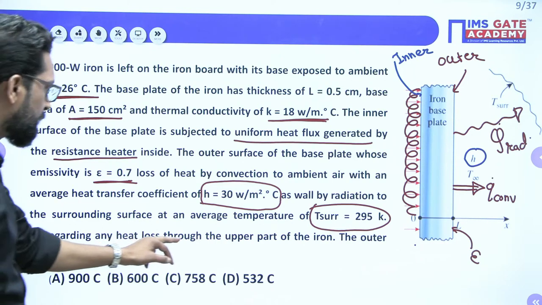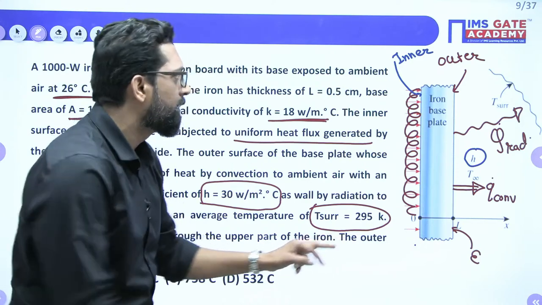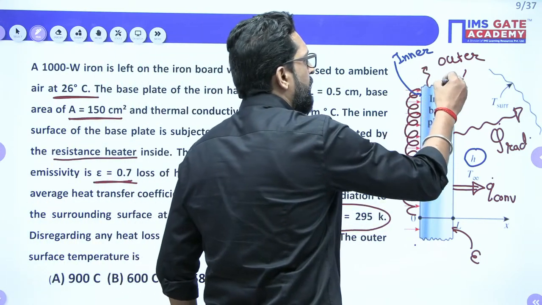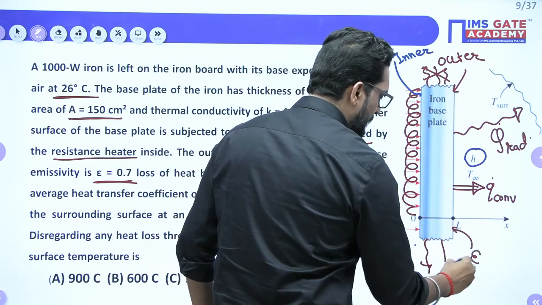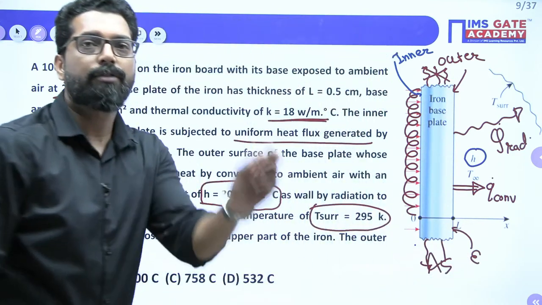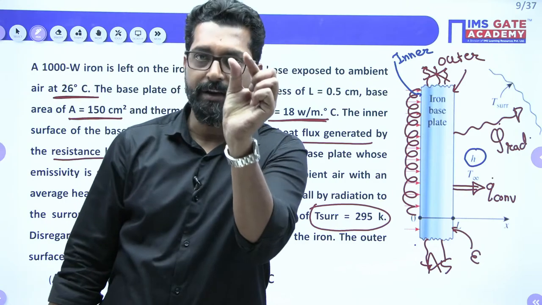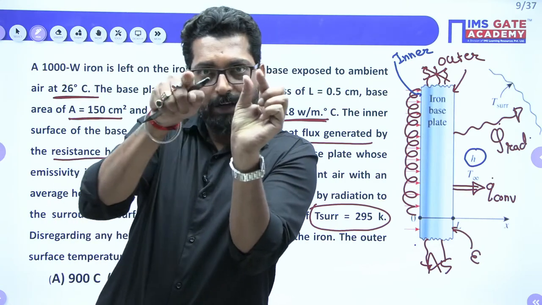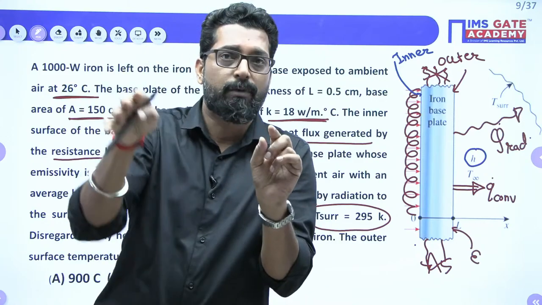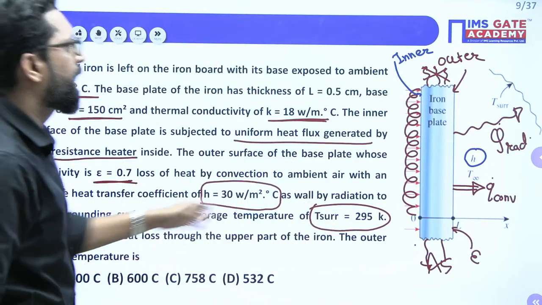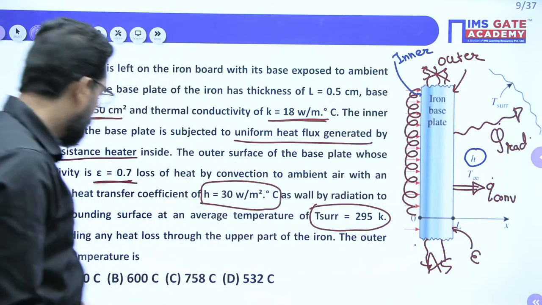Disregarding any heat loss through the upper part of the iron, that means in this part we can neglect any radiation or heat transfer. Why? Because it is very, very thin, so the area at that surface is very small, and the heat transfer responsible for that is negligible. So we can neglect the upper part, right?